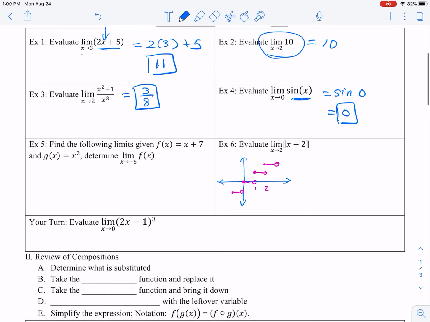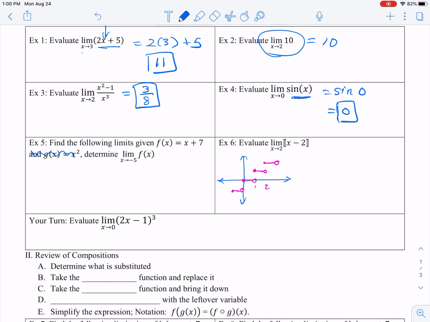Okay? This one, I think he had a typo. We don't need that. He uses it later on to do compositions. So all I have to do is stick -5 in here, and you get 2 for an answer.